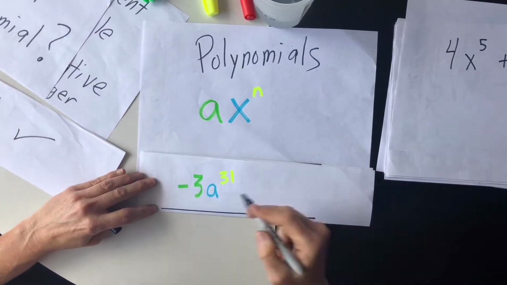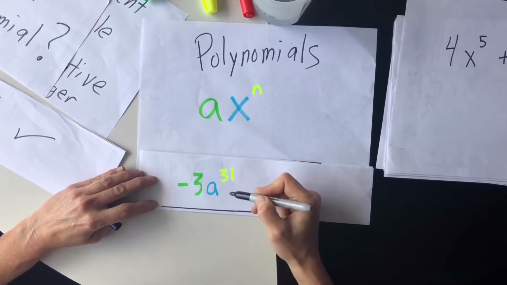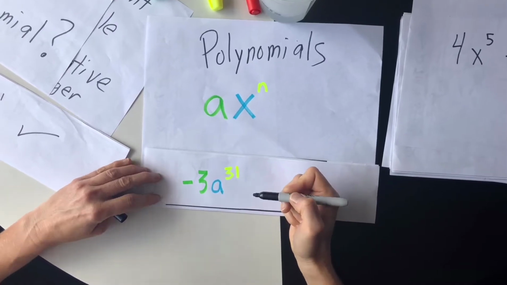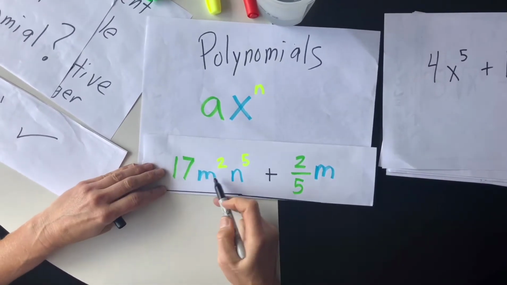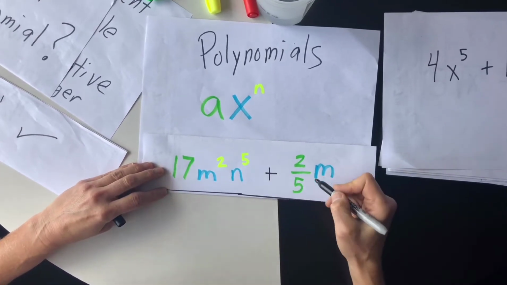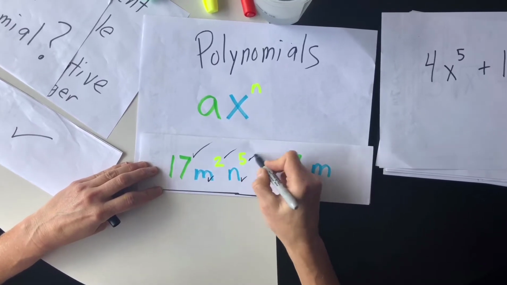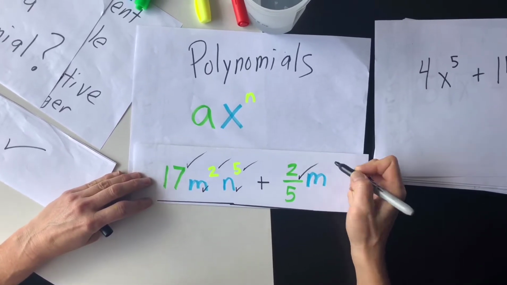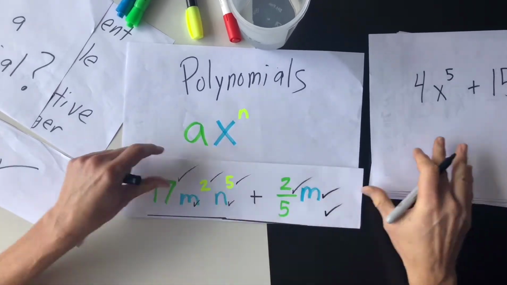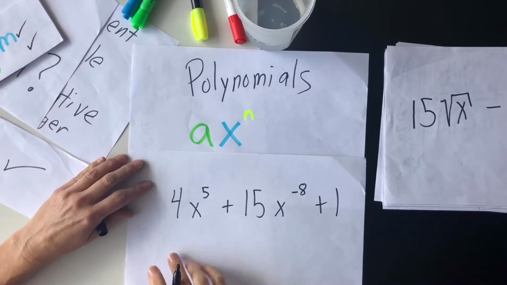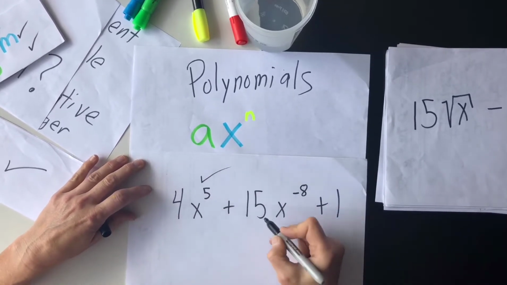Is this a polynomial? We have a, which is -3. A is the variable, and the power is 31. So, yes. What about this? 17m squared n squared plus 2/5 m. We have the coefficient, variable, power, plus. We have a coefficient, it's a fraction, it counts, and a variable. Yes. So how about this next one? 4x to the 5th, that is, yes, a polynomial.